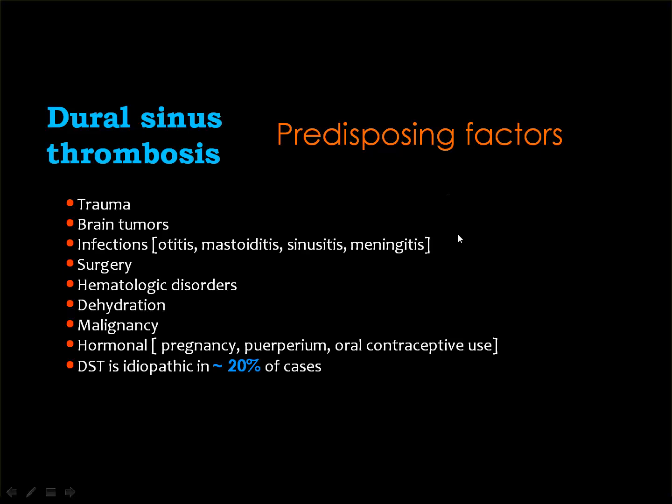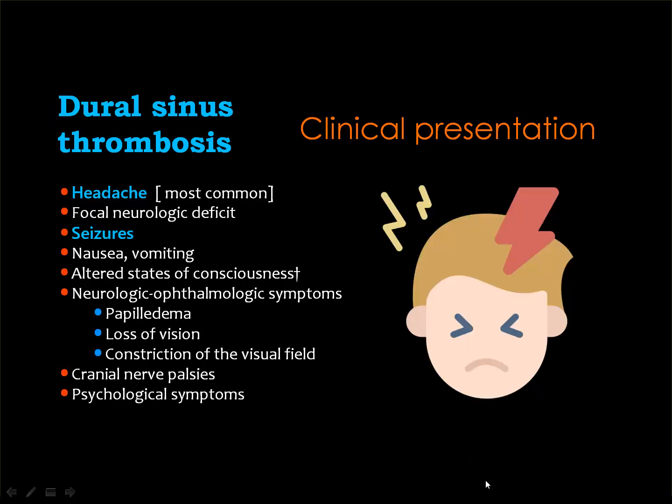Dural sinus thrombosis, and similar to any venous thrombosis all over the body, and there are many causes, and 3 of these causes are related to the pregnancy. The pregnancy itself, and the puerperium, and the contraceptive pills. All these 3 factors can predispose to venous thrombosis, including others like the trauma, brain tumors, surgery, hematologic disorders, and so on. What are the symptoms of dural sinus thrombosis?